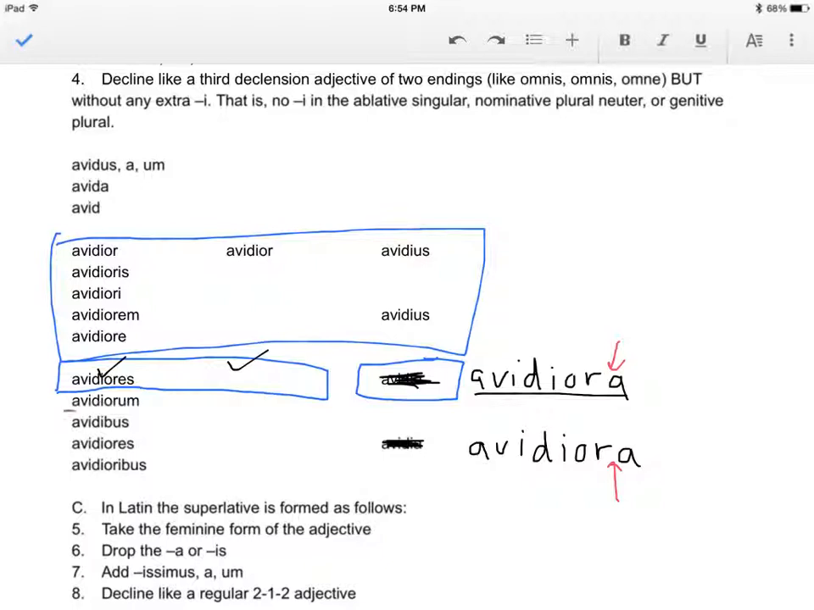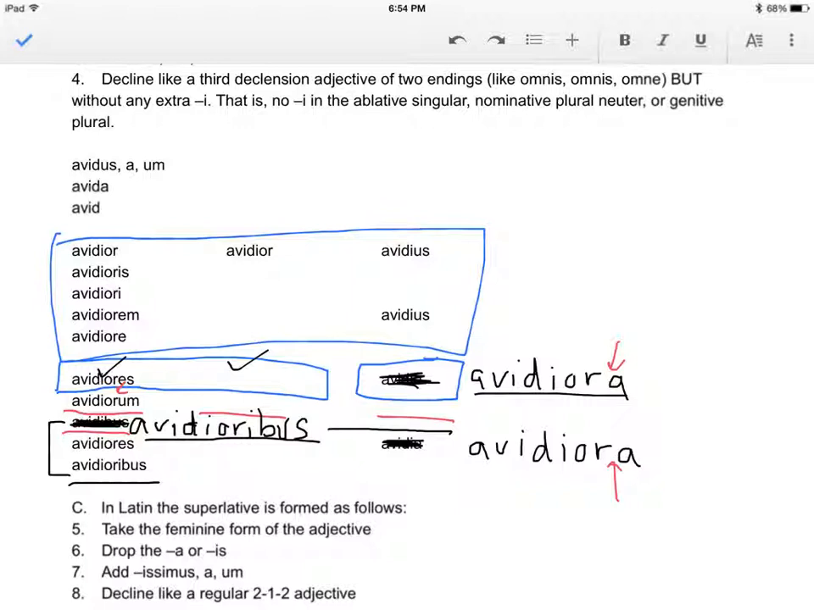Same thing. It's avidiorum, but no extra I. It's not IUM right here. Avidiorum, avidiorum. Sorry, I spelled that one wrong too. It should be avidioribus, just like it is down here in the ablative. For the dative and the ablative plural, avidioribus all the way through, masculine, feminine, and neuter.